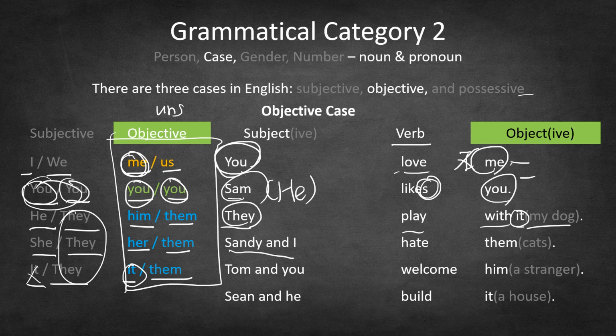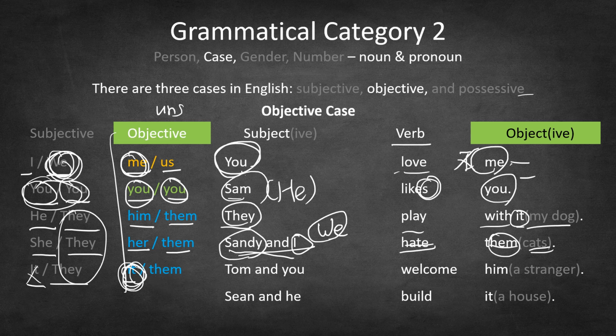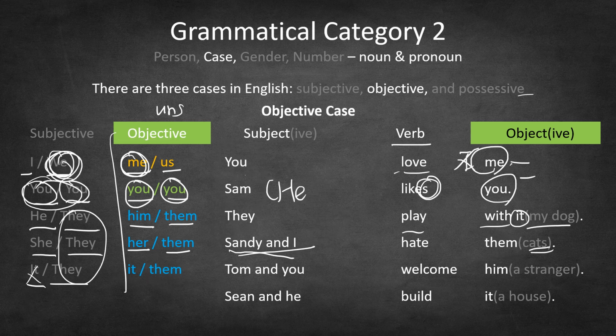Sandy and I hate them. Now, if you have a person or anything with first person singular, it always become we. This we is this. Okay? Sandy and I, we hate them. The cat hate them. It becomes them. We hate them. We hate them.